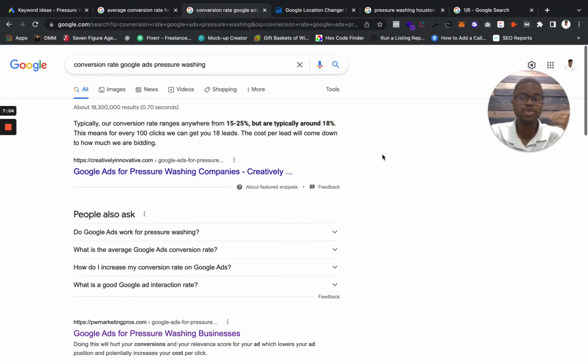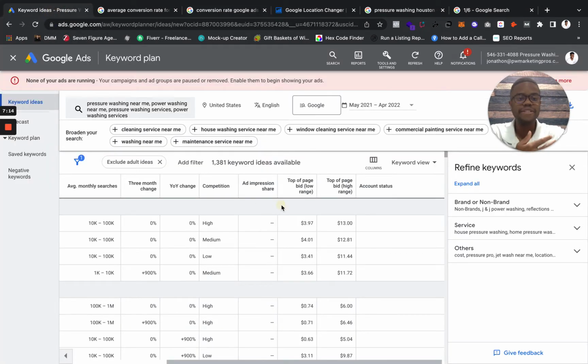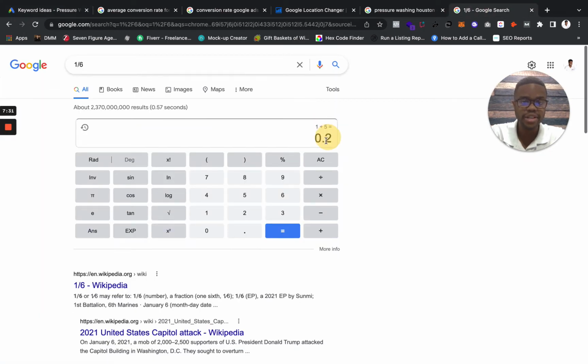We see about 20% on average for our Google Ads clients. We see about a 20% conversion rate. And so with that being said, that means 1 out of 5 clicks ends up being a lead. So I always tell my clients, you want to bid enough to where you can get 5 clicks per day, because 1 out of 5 is 20%. You know what I mean? Like I said, 1 out of 5 is 20%.